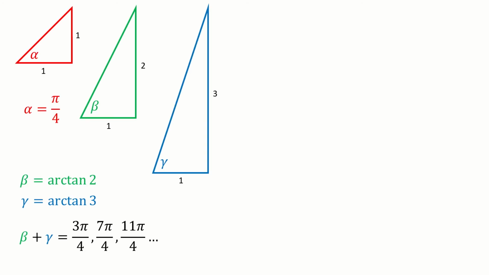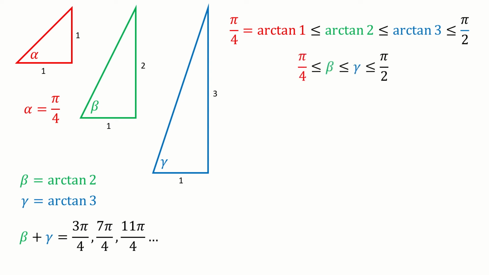Now let's summarize the information we got so far. We know the arctangent function is an increasing function. So arctangent 1 is less than or equal to arctangent 2, arctangent 2 is less than or equal to arctangent 3, and arctangent 3 is less than or equal to pi over 2. And arctangent 1 equals pi over 4. So we got here: pi over 4 is less than or equal to beta, beta is less than or equal to gamma, and gamma is less than or equal to pi over 2.